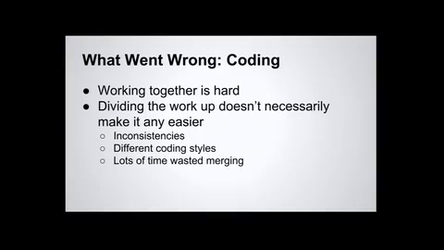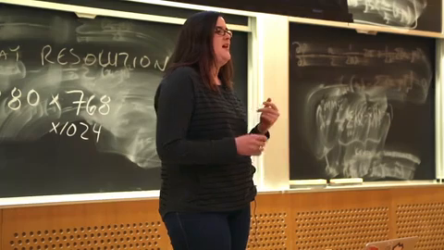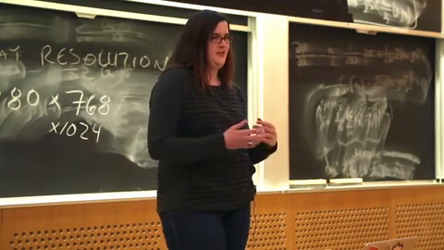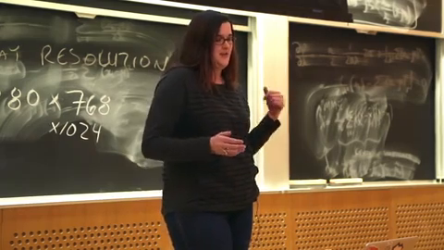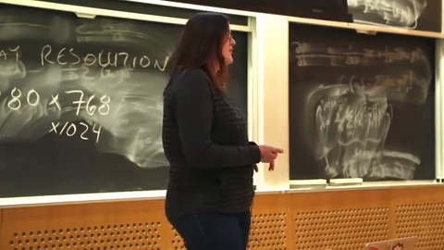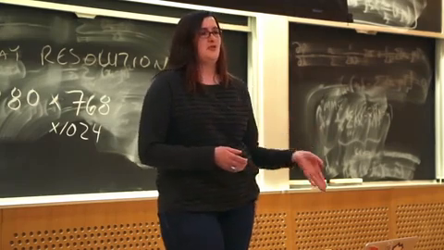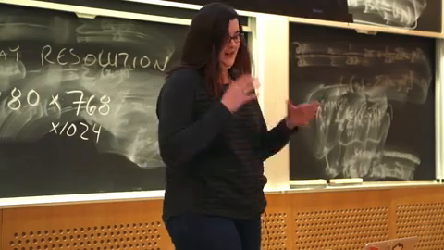So then, what went wrong? First thing was coding. Working together is really hard. And we learned this over the projects, but we thought, okay, we'll divide everything up, we'll make it so everyone can work independently and make sure there aren't any real dependencies that are going to be roadblocks. But even doing that, it's still hard when you have to bring everything back together, and there were just inconsistencies, people had different coding styles, and merging took a lot longer than it should have.